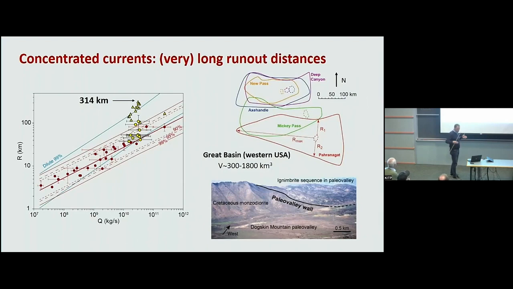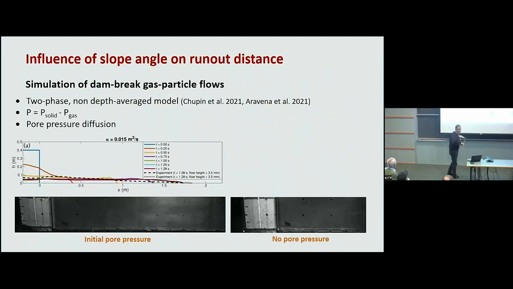So channelization clearly contributed to enhance runout distance, but the slope angle of the topography could have also contributed. And we can get insights on this mechanism from simulation of dam break gas particle flow at the laboratory scale. So this figure shows the emplacement of a dam break gas particle flow consisting of the release of a fluidized granular column. And the simulation is based on a model of a two-phase flow, non-depth average model written by my colleagues. And the aim is to simulate this experimental configuration.